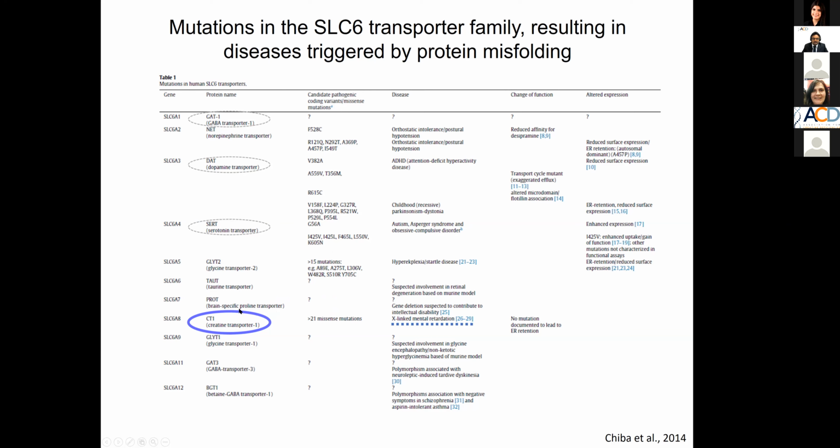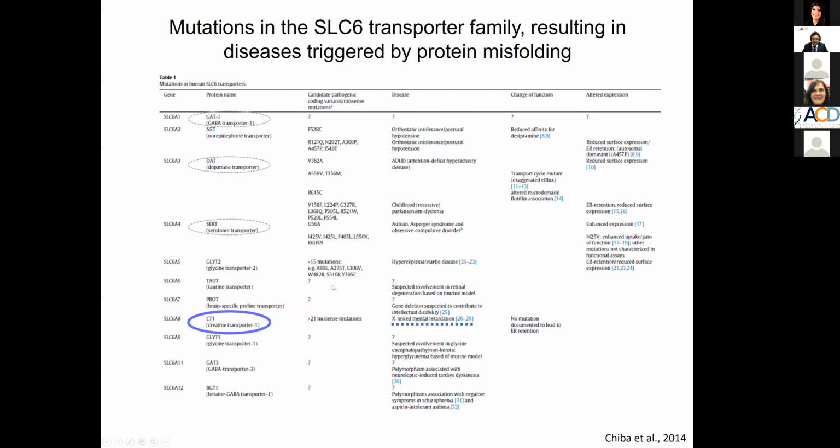And you can see that in the case of creatine transporter, there have been reports of various mutations, and it has been implicated in X-linked mental retardation. And there has been no such clinical data, no such molecular data available. And this review comes from 2014. So we got quite interested. So what's exactly happening here?